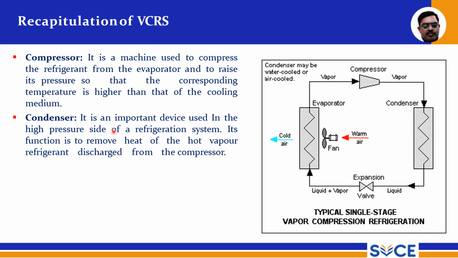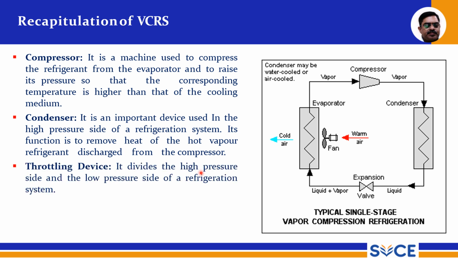The condenser is an important device used in the high pressure side of a refrigeration system. It is the high pressure side because we are getting the output from the compressor and connecting it to the condenser. Its function is to remove heat from the hot vapor refrigerant discharged from the compressor. So whatever heat is acquired by the air while compressing it will be removed in the condenser.